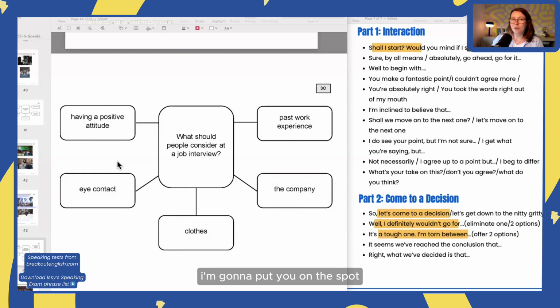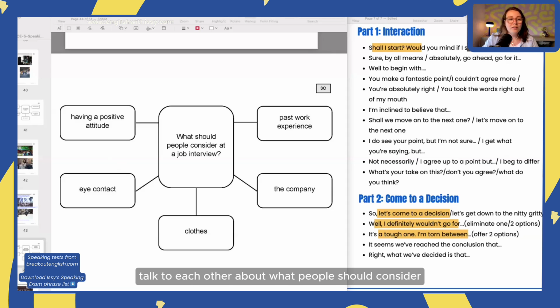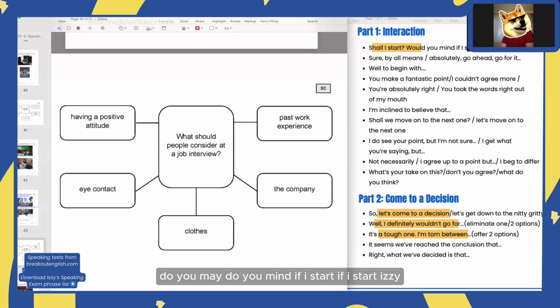Ursula, I'm going to put you on the spot and ask you to do this discussion with me in 2 minutes. And I'm going to ask everyone else to be really picky and see if they can find a mistake in our performance or tell us what we did well. Okay? So the examiner would tell us now: talk to each other about what people should consider at a job interview. Do you mind if I start? Go ahead.